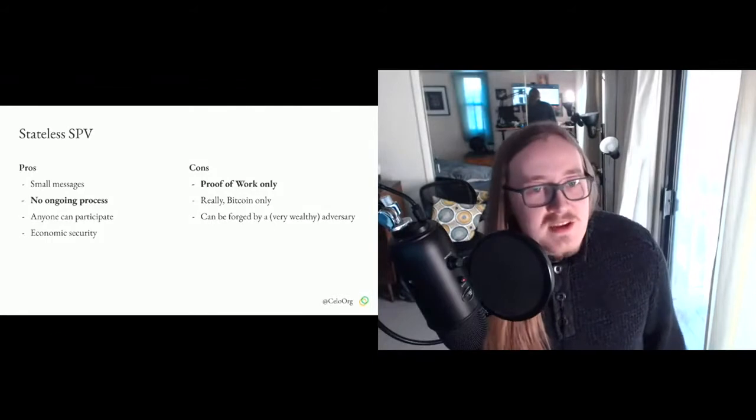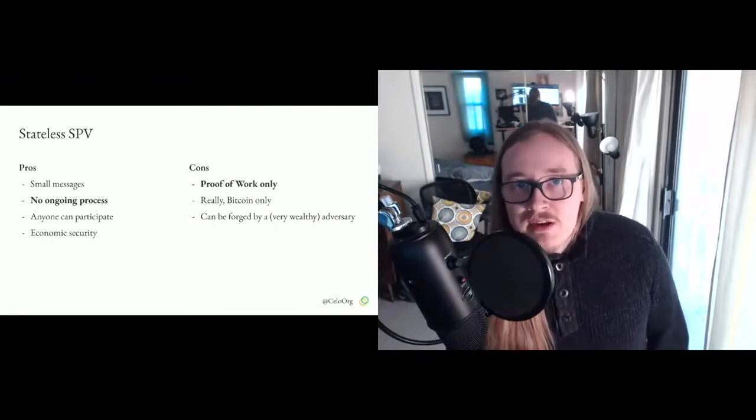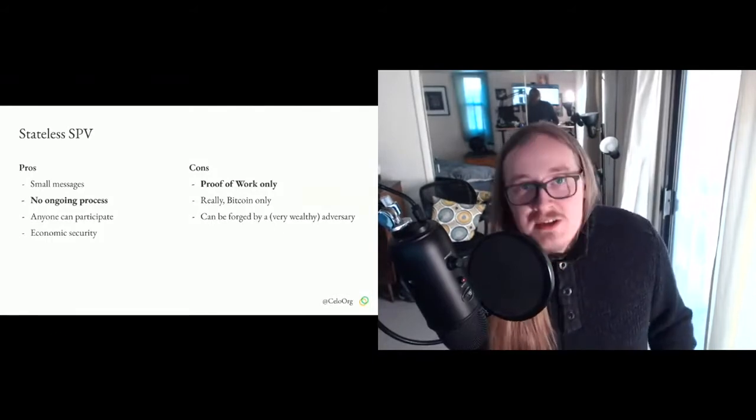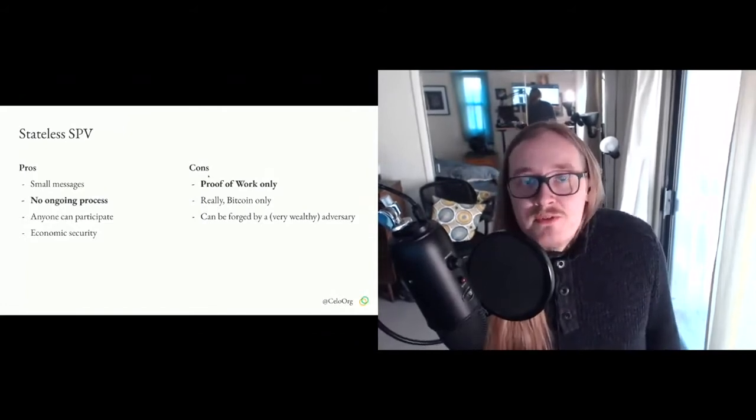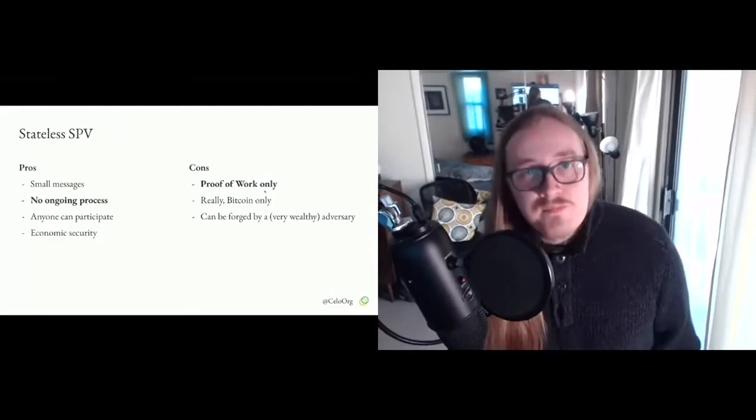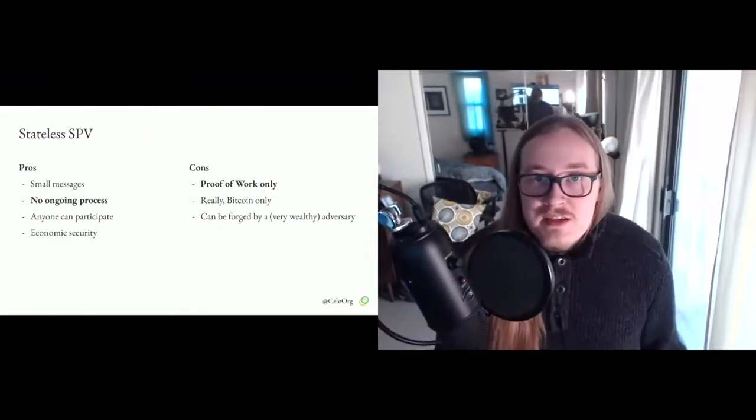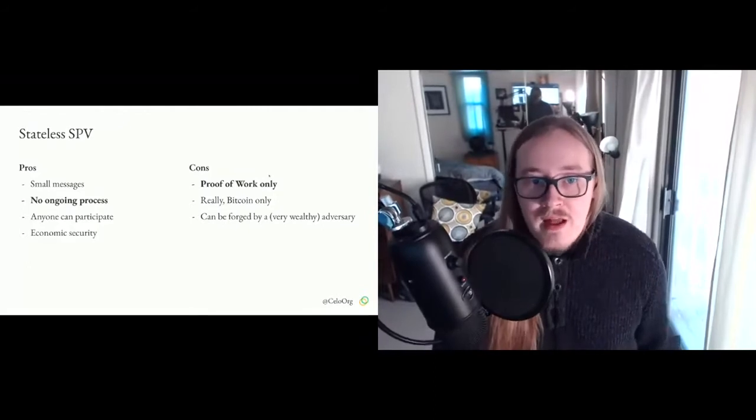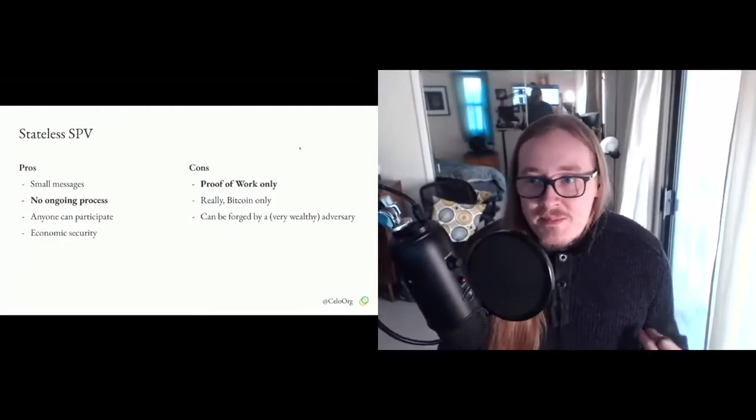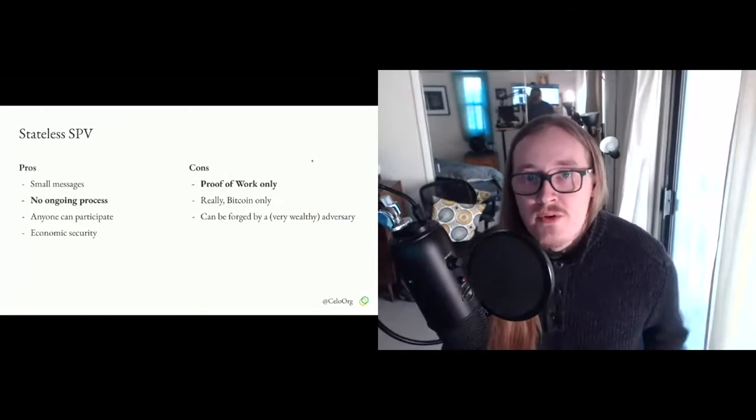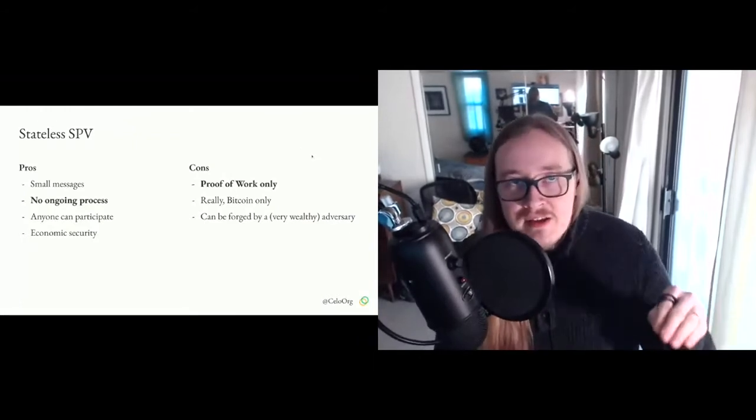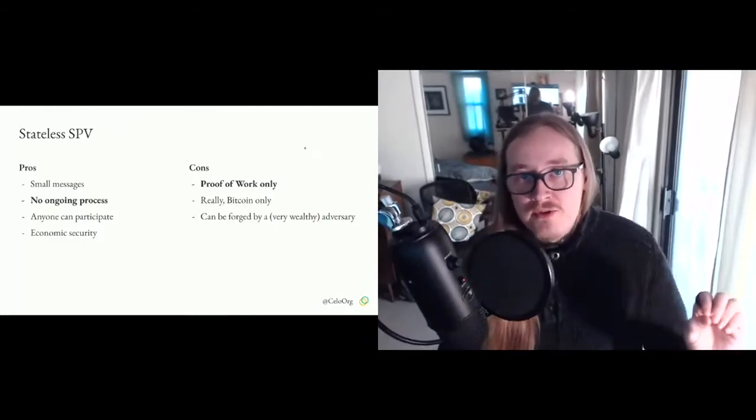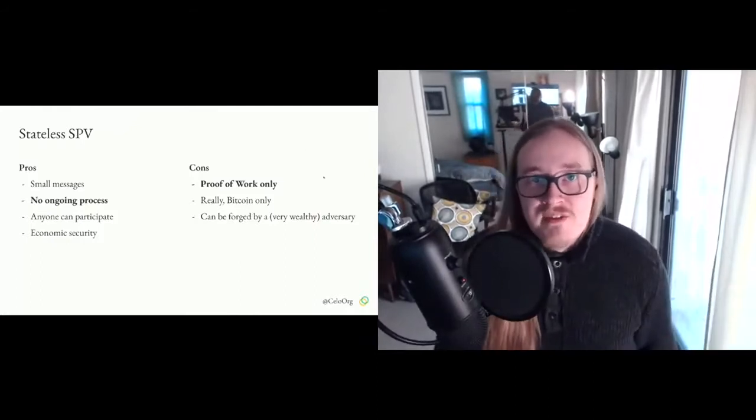So stateless SPV has this extremely narrow scope. It can only do one-way communication from Bitcoin to some other chain. And that makes it not very useful for the vast majority of bridges. And stateless SPV does permit forgery by wealthy adversaries. So you have to carefully parameterize your costliness requirement to ensure that it's high enough that it can't be forged, but low enough that it's cheap to verify. And that's a very delicate balancing act.